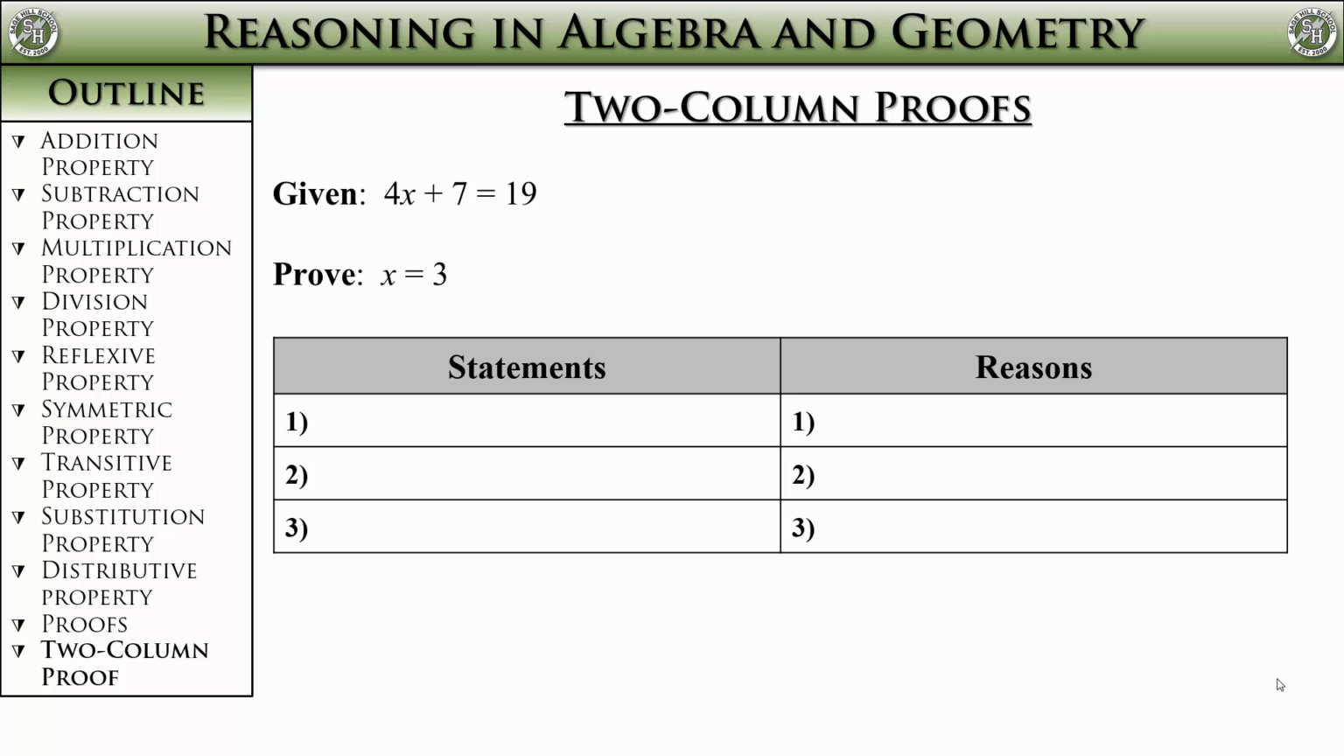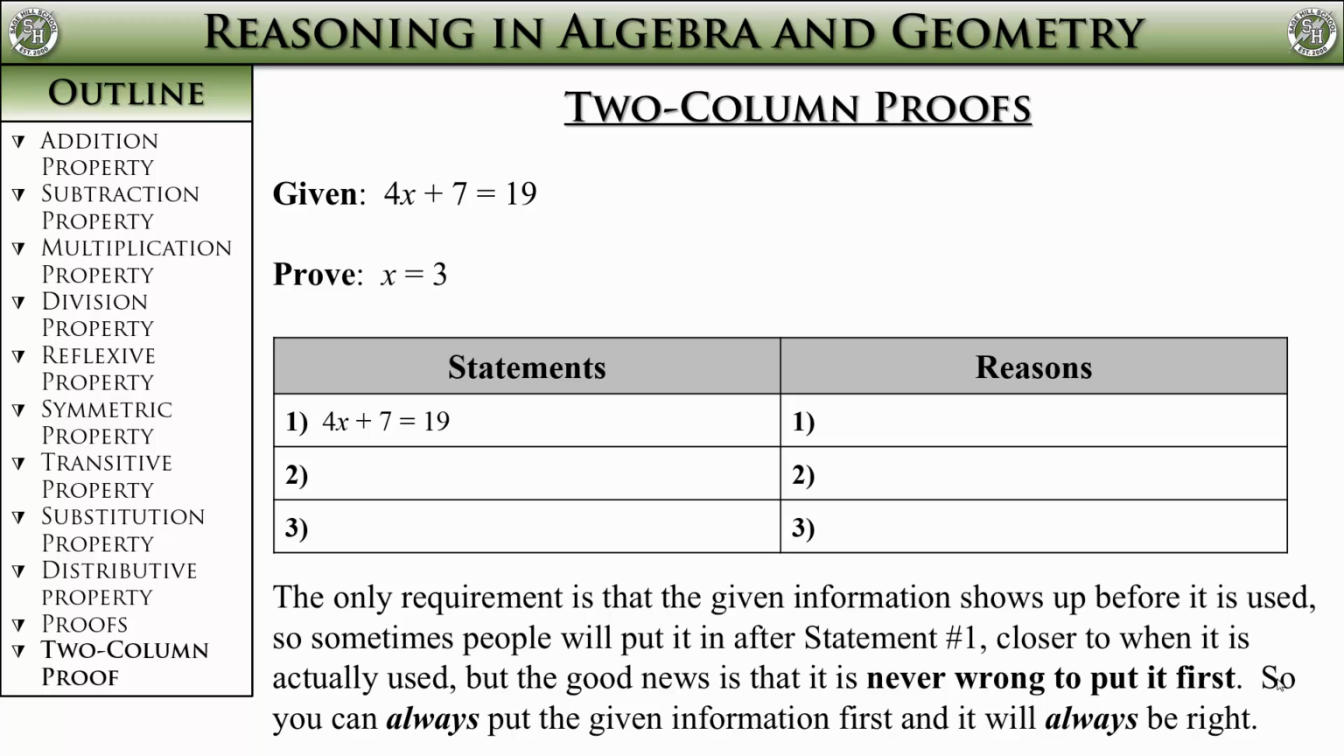First, there is good news when staring at a proof for the first time. There are free points available. In a proof, almost 98% of the time, the given information is going to be the first statement. So you can put it in for statement number 1. It doesn't absolutely have to be the first statement. The only requirement is that the given information shows up before it is used in your proof. So sometimes people will put the given information after statement number 1 if it isn't used until much later in the proof. That does make some sense. However, the good news for you is it is never wrong to put it first. You can always put the given information first and it will always be right.